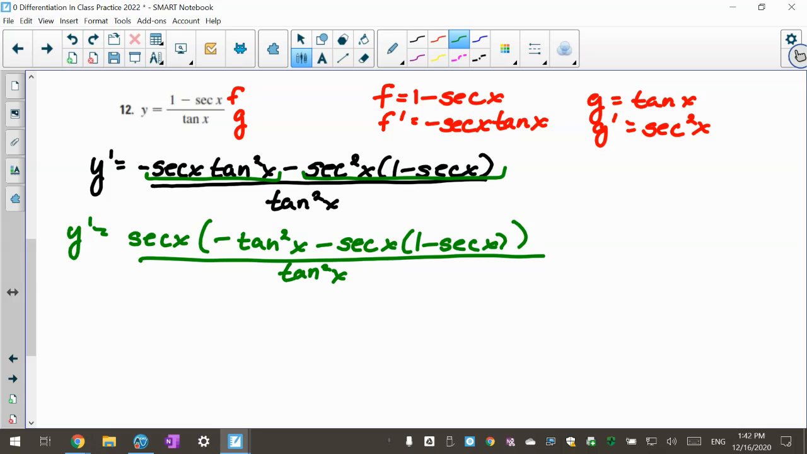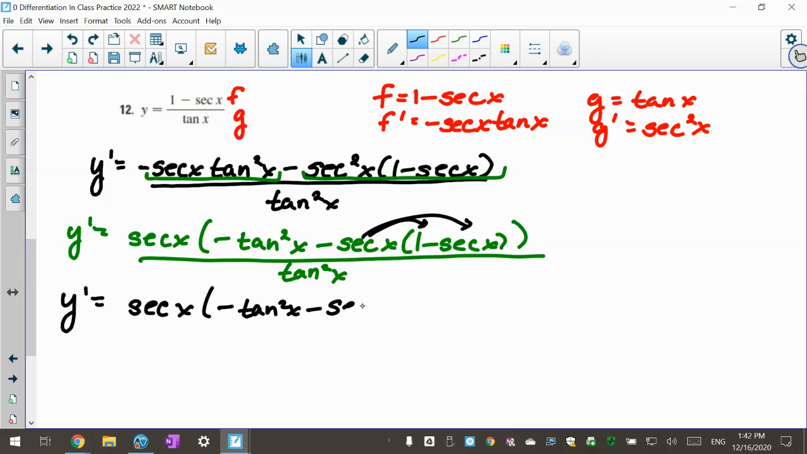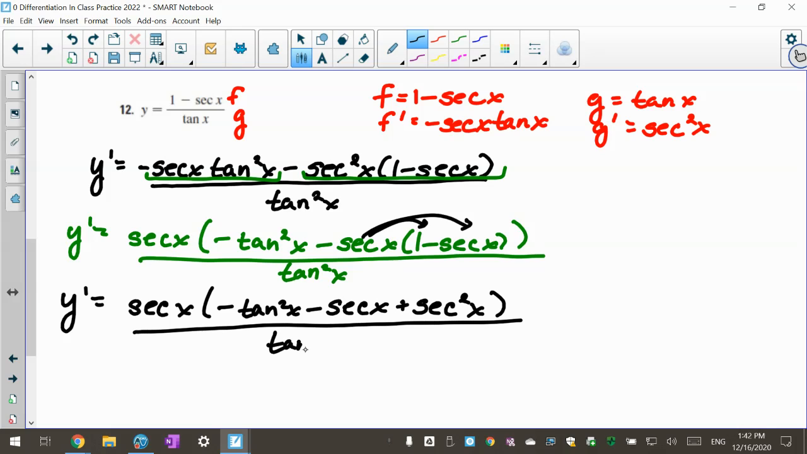And then what I'm going to do here is the distributive property and go through there. So I have y prime equals secant x, okay? And then I have a negative tan squared x minus secant x plus secant squared x all over tangent squared of x. Now, as I do this, I'm always on the lookout for identities.